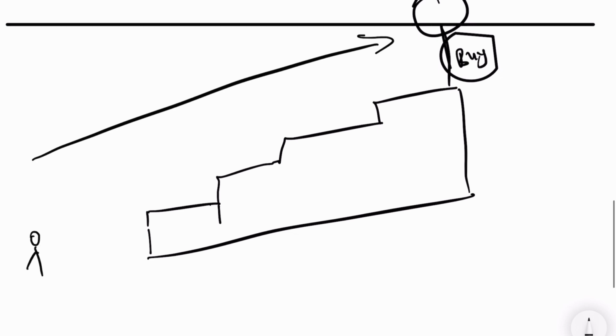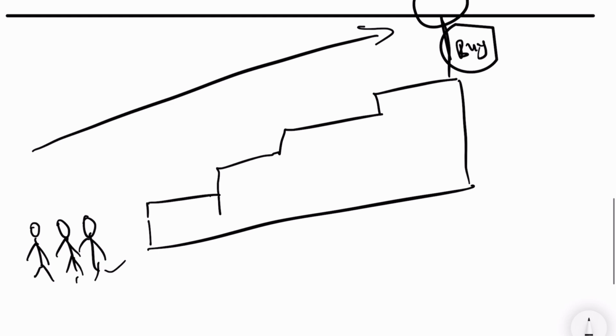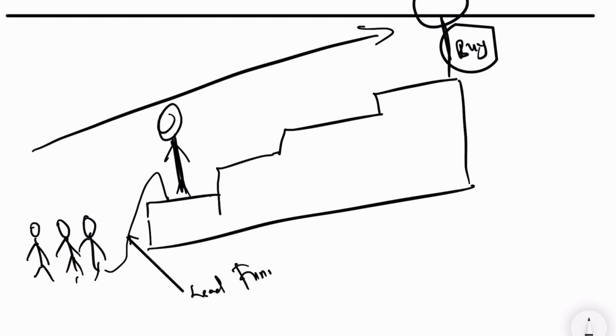So there are a lot of people here, a lot of people here, a lot of people here. Our lead funnel helps them to climb the step, and they join the train. This is what our lead funnel does. This guy here is our lead funnel. It provides the ladder that helps these people climb up into our value chain.